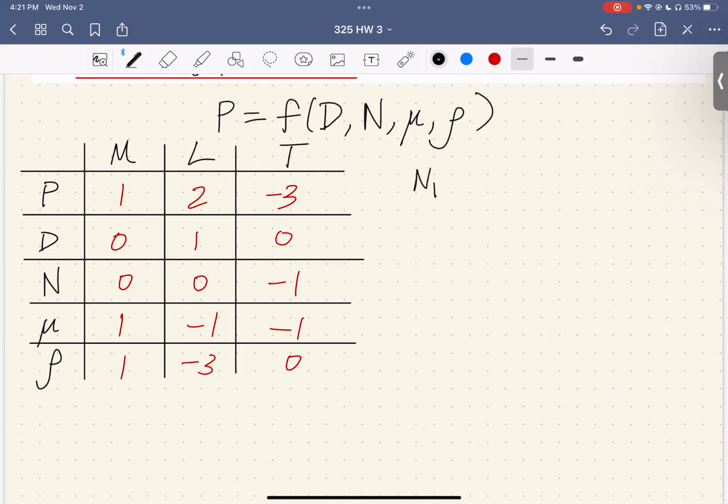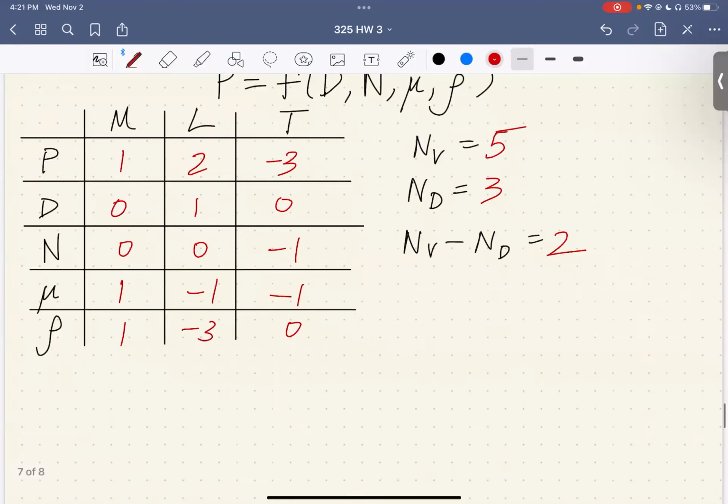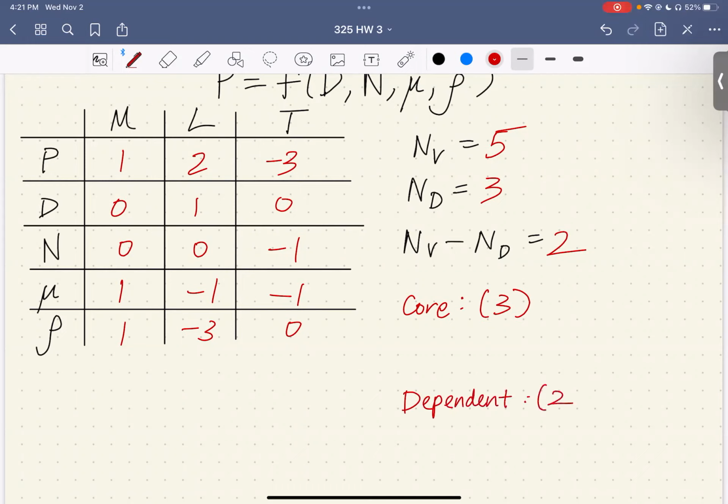So we know the number of variables is 5. We know the number of dimensions is 3. We know the number of dimensionless groups we need is 2. So let's define our core. We have 3. We have dependent. We have 2.